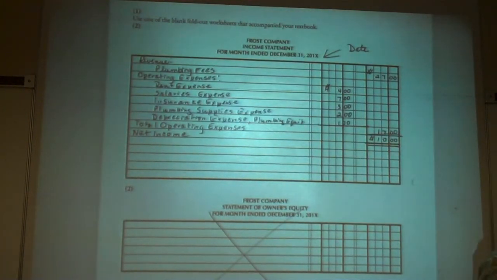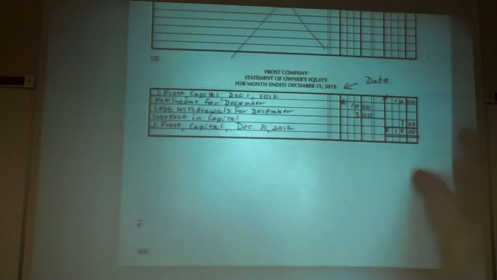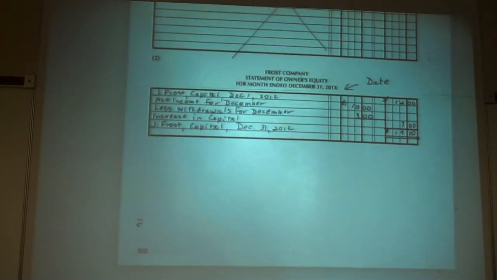What statement do we do next? The statement of owner's equity. And again, all of these numbers are coming from the worksheet. Look at your heading first, even though I think I have the heading on your paper. On your test, I don't ever put the heading. I want you to write the heading, but we don't get much practice writing the heading because they put it on all of your homework papers.